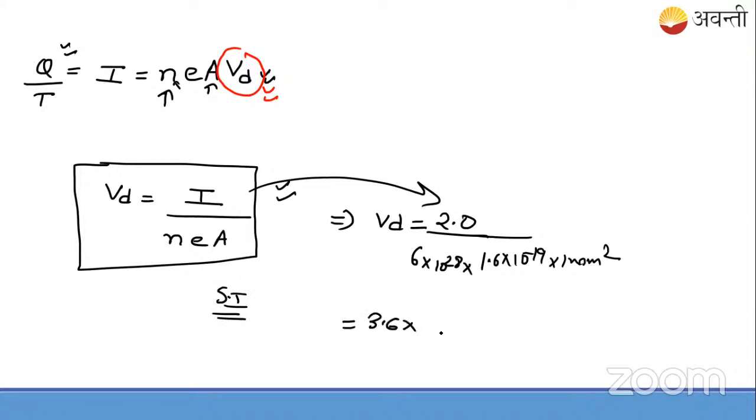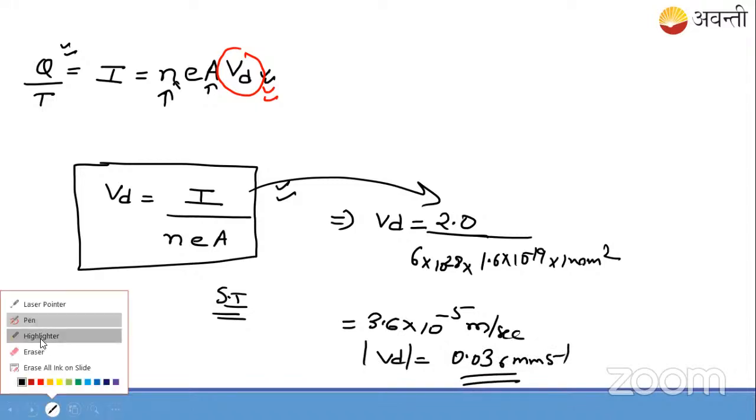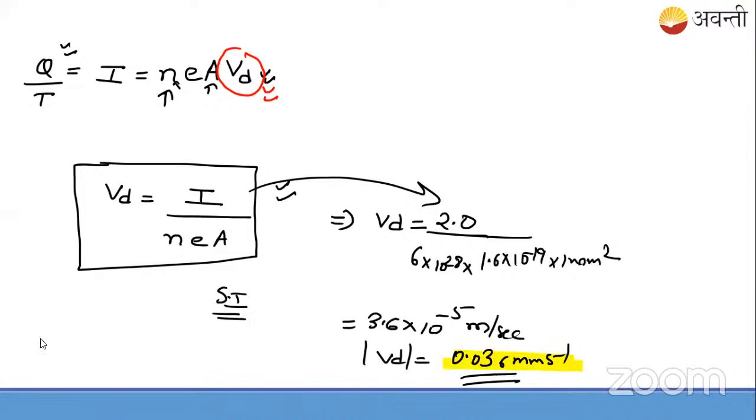Nobody has given the answer in the chat box for this question. 3.6 × 10^-5 meter per second. You can also write the magnitude of the drift velocity, that is drift speed, equal to 0.036 millimeter per second. So this is your answer, students. Okay, next.